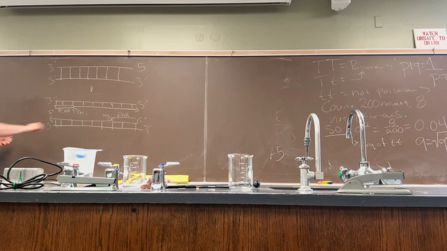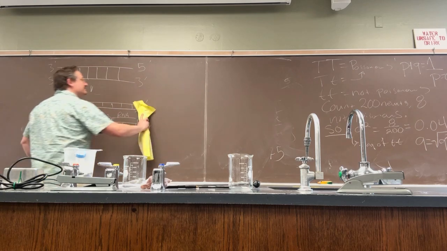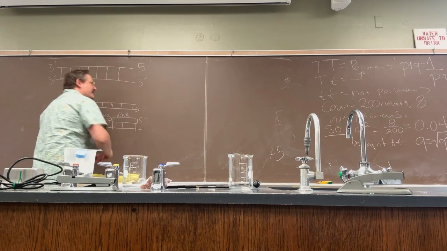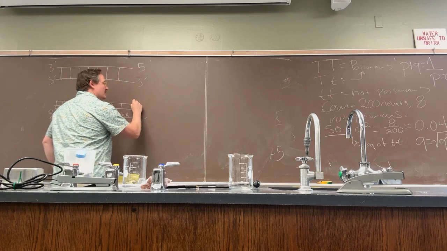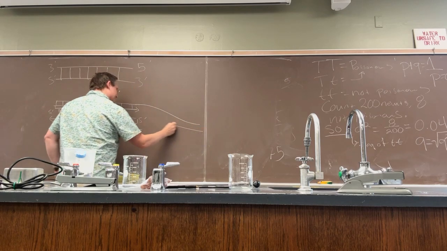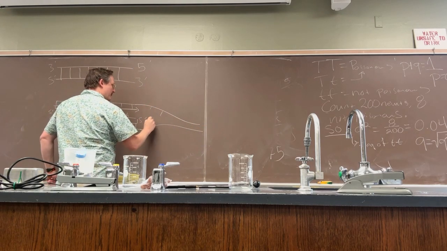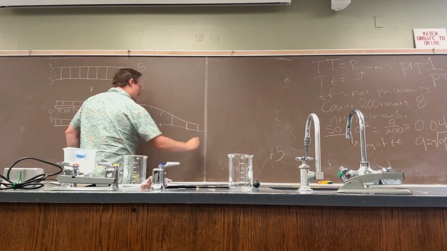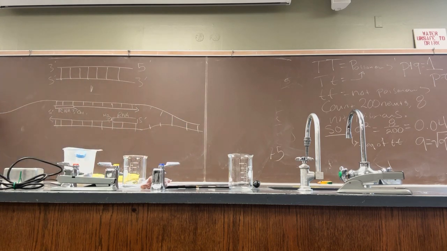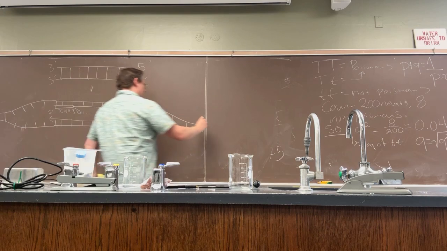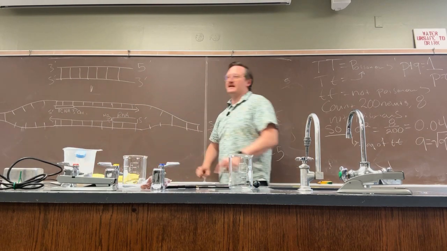Now, imagine, I'm going to delete the primes and add them on again. Now, we're looking at a replication bubble where the parental DNA comes back together. And now, these still have the 3' end here, the 5' end here, the 5' end here, the 3' end here, okay?